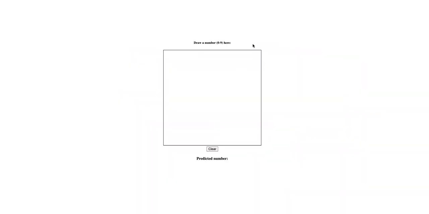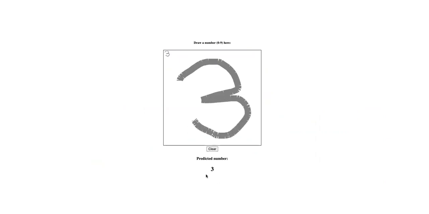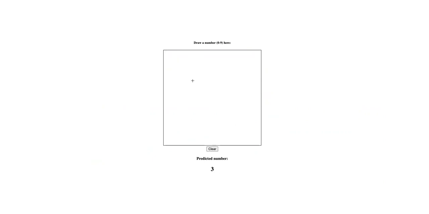So let me make another example from real life. In this canvas, I can write a number, and if I write the number well, I can see how this number is interpreted by the machine. Number 3. Let me try with 2. 2. What happens if I do something like that? 4. It's not a 4, it's a 7.